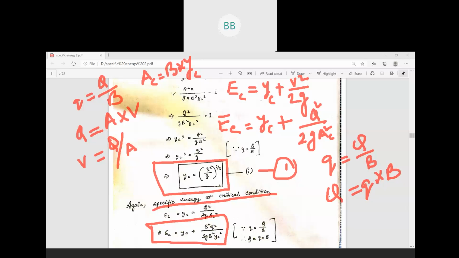That is why it's B square multiplied by q square. As this is your Q square, this will be B square multiplied by q square divided by, in place of AC, we are going to use this area expression, so it will be 2G multiplied by B square YC square. Since small q is equal to Q by B, Q is equal to q into B. Okay, this is the thing.